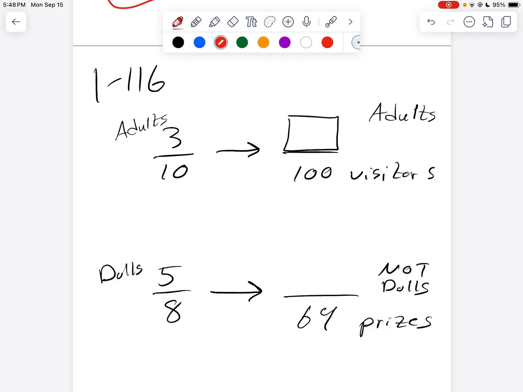Well, this is like what we just got done dealing with. I've got to figure out how can I multiply something by 10 to get to 100? Well, that would be 10 times 10. And what I do to the bottom, I have to do to the top. So we're going to multiply it by 10. So on the top, we're going to get 3 times 10 to give us 30. That means of the 100 visitors that were there, there would be 30 adults. And I notice here on your notes, they have the times 1 rule.